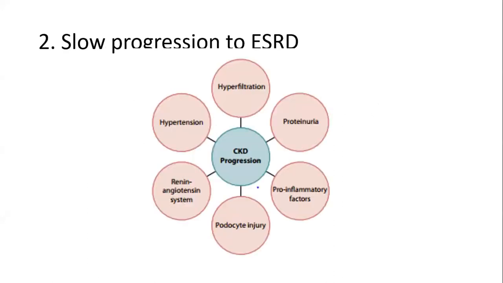Okay, so the second one is slowing progression to end-stage renal disease. The chronic kidney disease progression has a simple graph to remember. One is hyperfiltration. Hyperfiltration comes when you have a reduced number of nephrons, and the remaining ones overtake the lost ones. So that's where you have hyperfiltration.